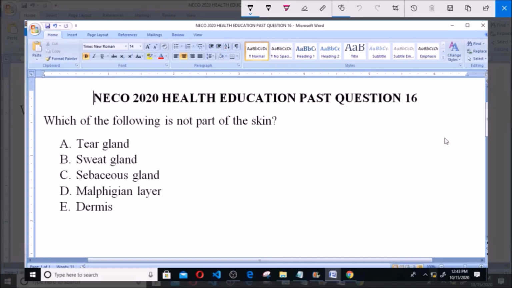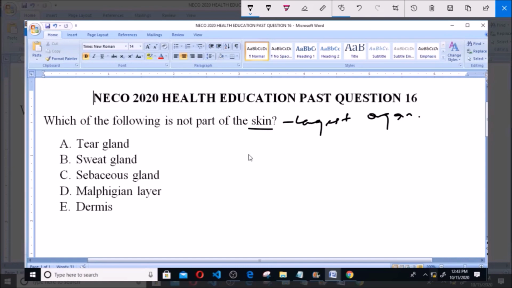Which of the following is not part of the skin? A. Tear gland, B. Sweat gland, C. Sebaceous gland, D. Malpighian layer, and E. Dermis. Now, like we know, the skin is the largest organ in the body. This skin is made up of different layers, and skin is the outer covering of the body that helps to protect the body against harmful environments.